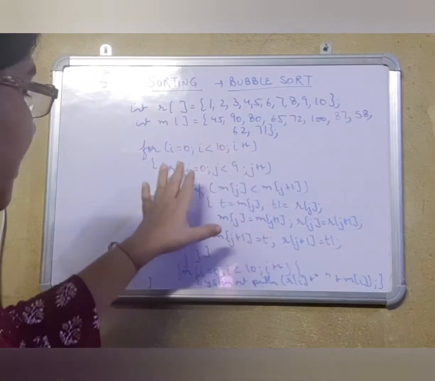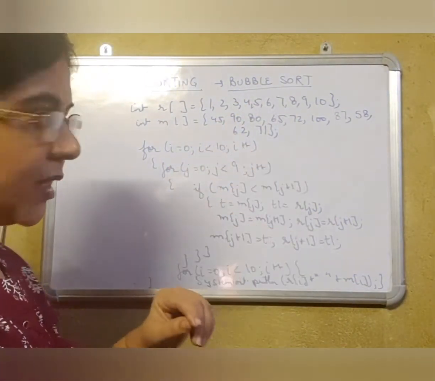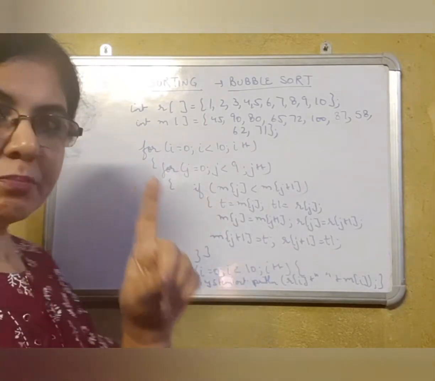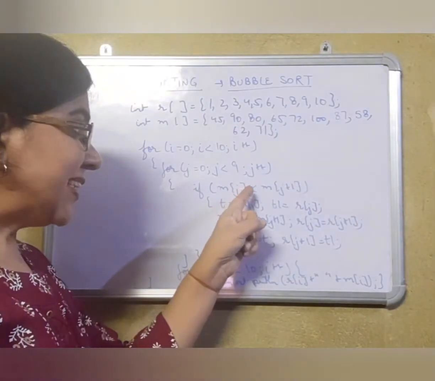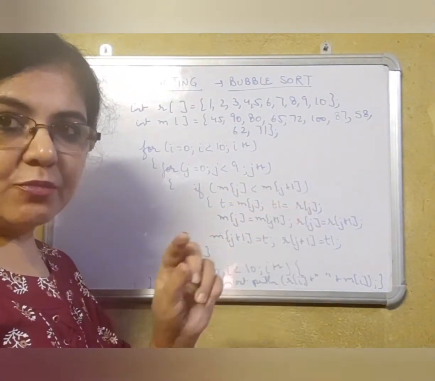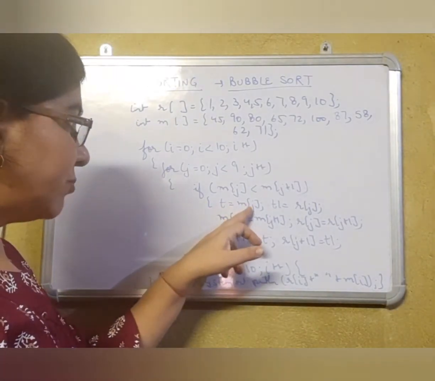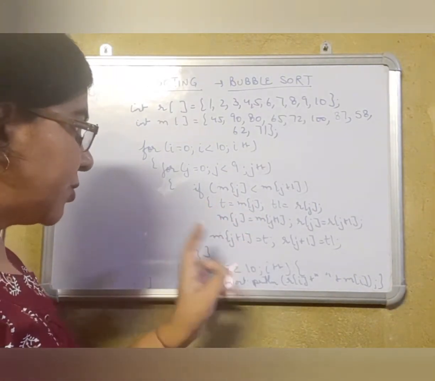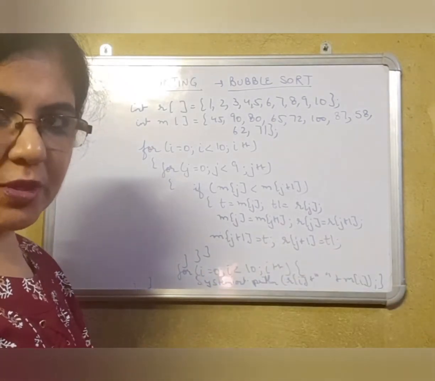So we'll be running the same loop. There are 10 elements, so i will be running up till 10 and j less than 9. We are going to compare just the marks, not the roll number. If mj is less than mj plus 1, I have to arrange it in descending order. So t is equal to mj, mj is equal to mj plus 1, mj plus 1 is equal to t, as I have told you in the previous program.